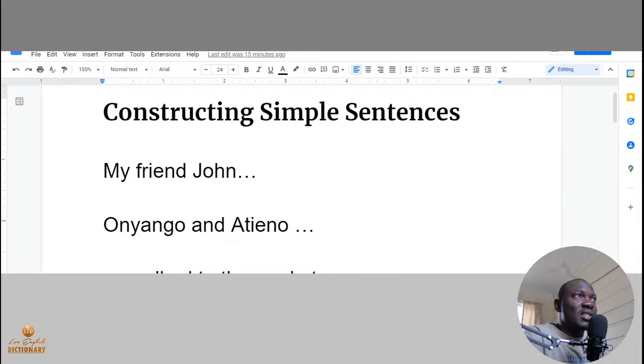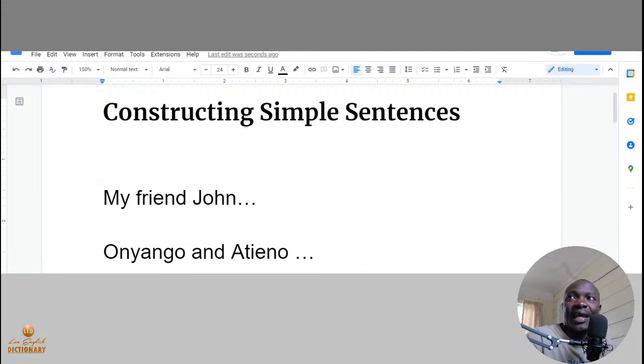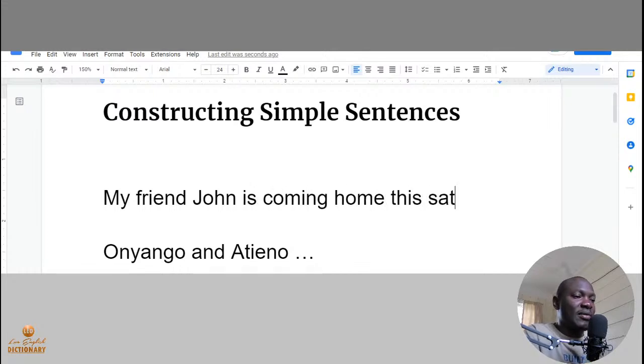So we shall construct simple sentences. I just grabbed some of these from the internet. We shall change them, and then we shall make the sentences into Luo. The first one says, my friend John, and then it doesn't complete it. It says dash dash dash. So I don't know what I will do. I'll just put random things, okay? For example, I'll say my friend John is coming home this Saturday.